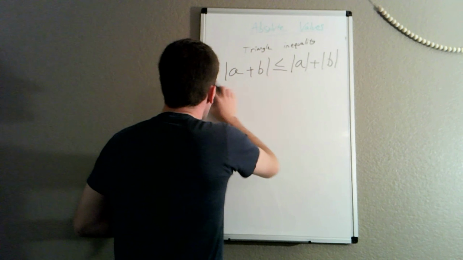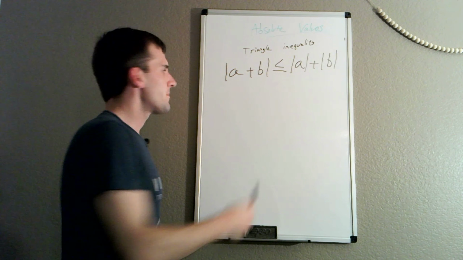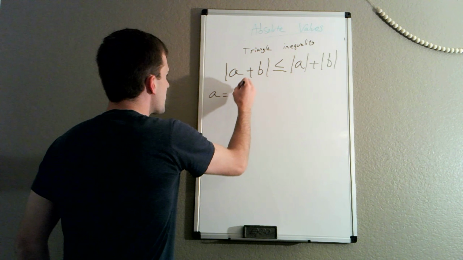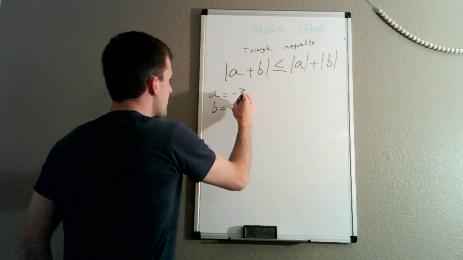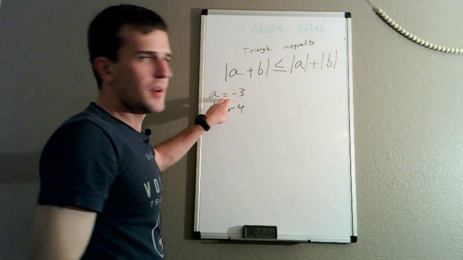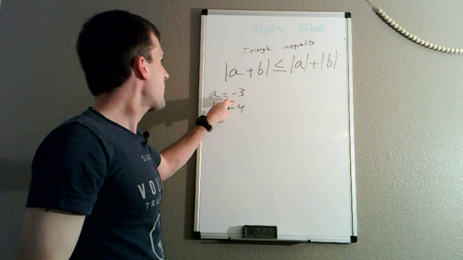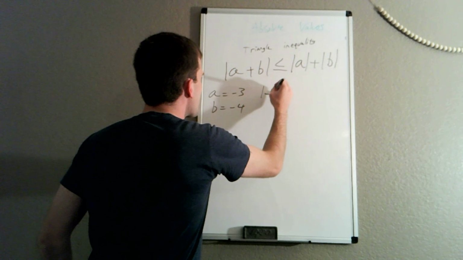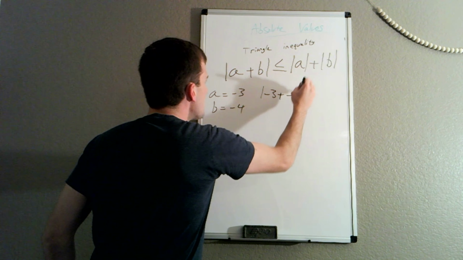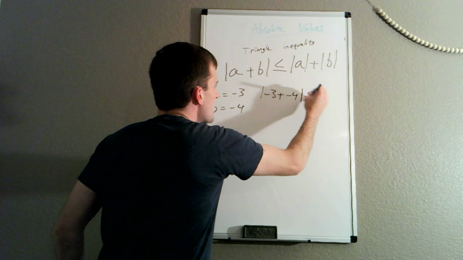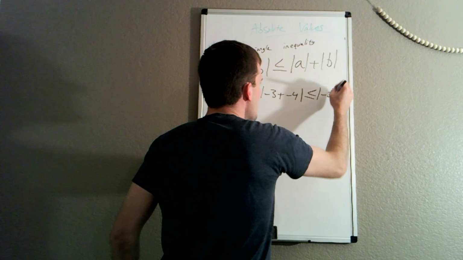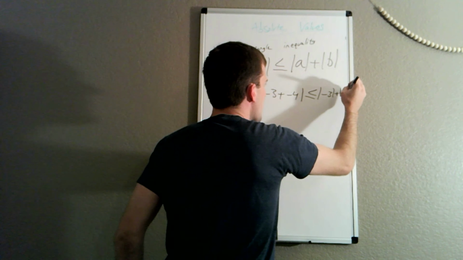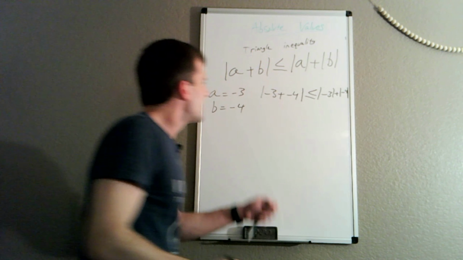Now I'm going to try it with two negative numbers this time. So a equals negative 3, b equals negative 4. Plugging it in the same as before, on the left-hand side, you have the absolute value of negative 3 plus negative 4, less than or equal to the absolute value of negative 3 plus the absolute value of negative 4.